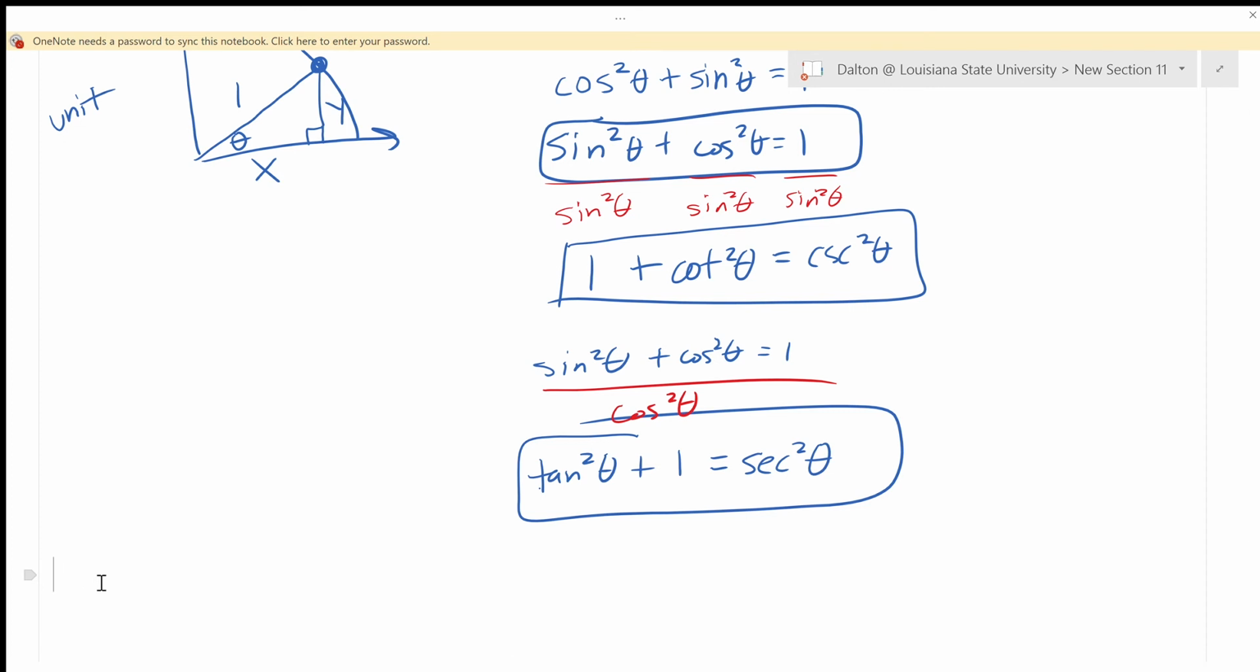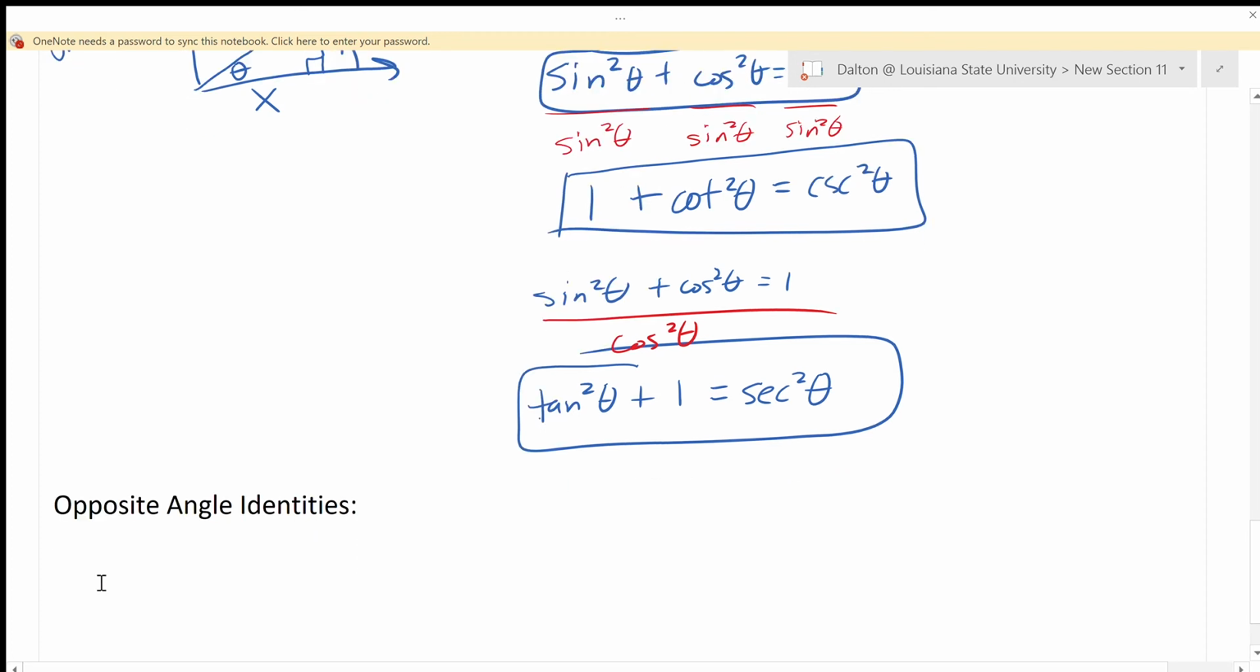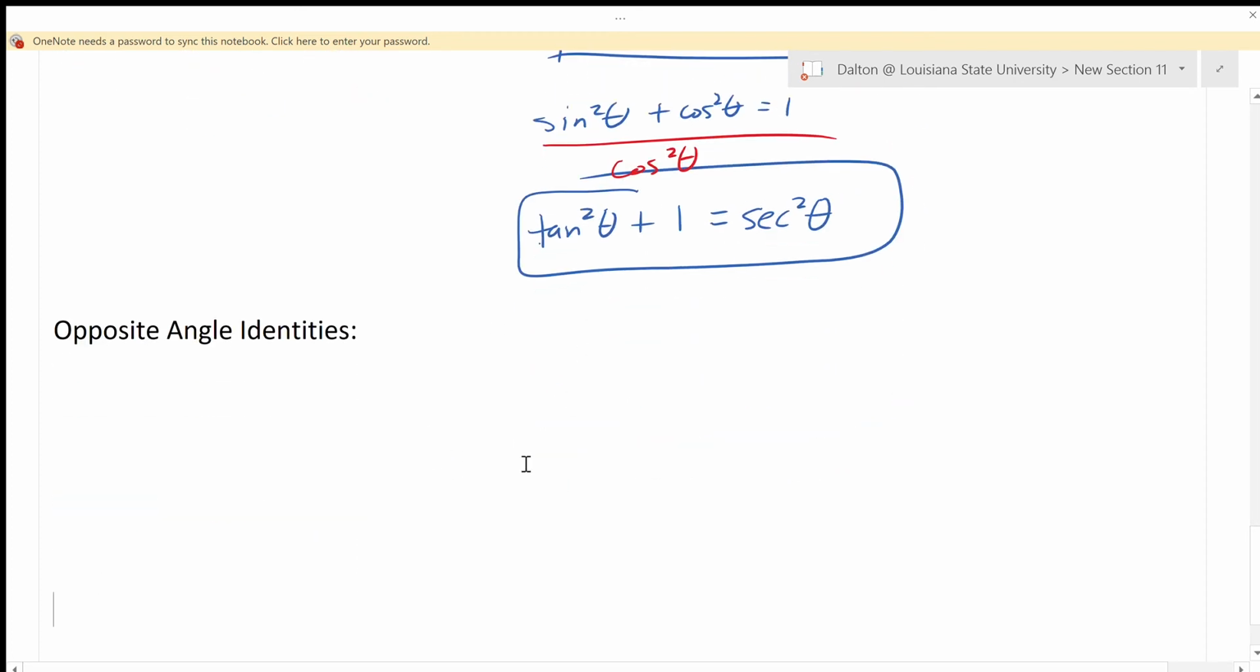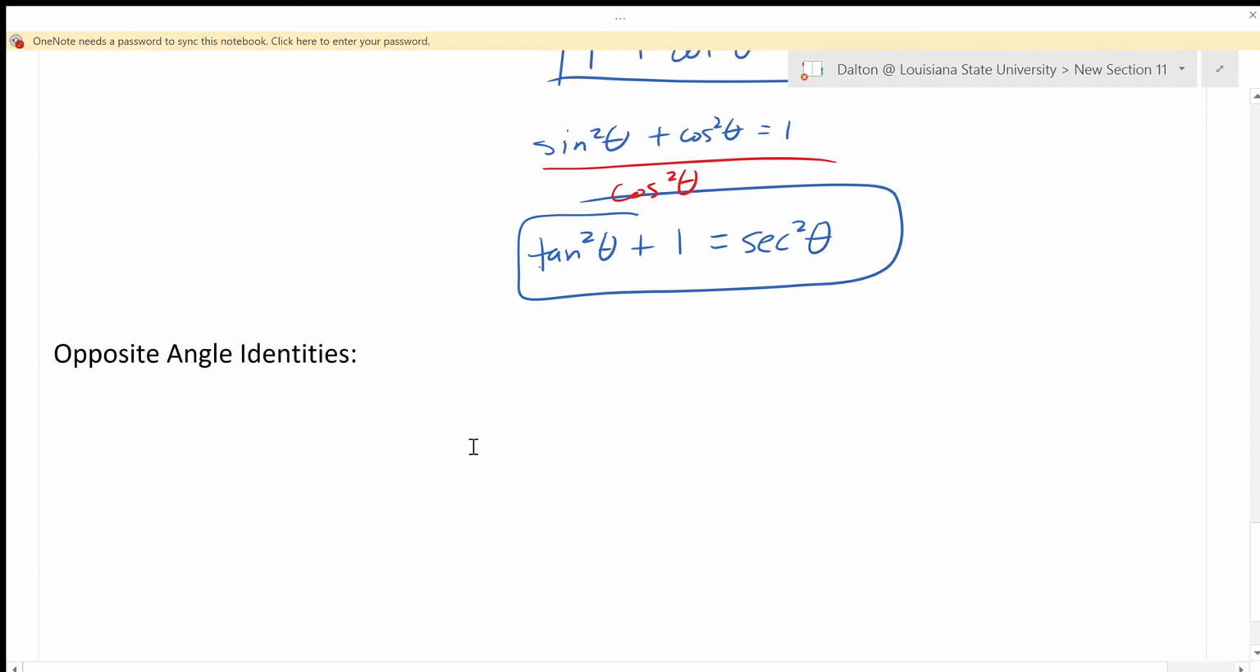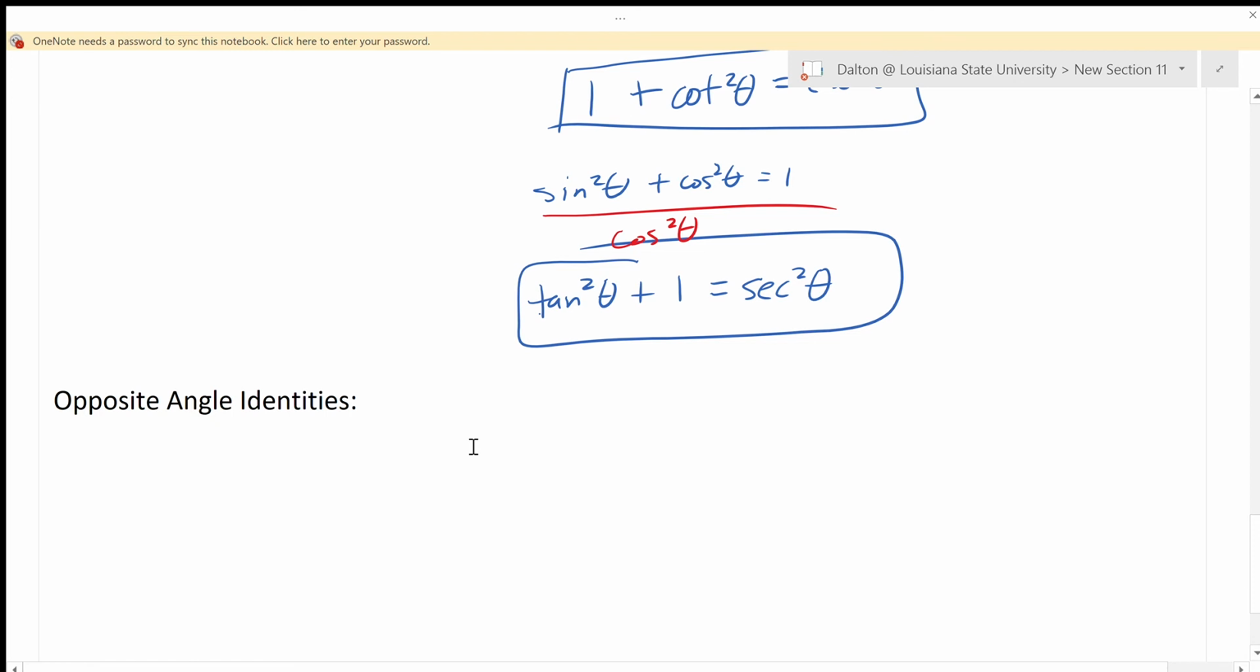The last identity we're going to put on our orange sheet today is called opposite angle identities. I'm not going to take the time to derive it like we did the others, just because we don't use it as much for what we're doing, but just so you have it in the event that we do need it. The first one is this: sine of negative a is equal to negative sine of a. I could have put theta, but that's okay.